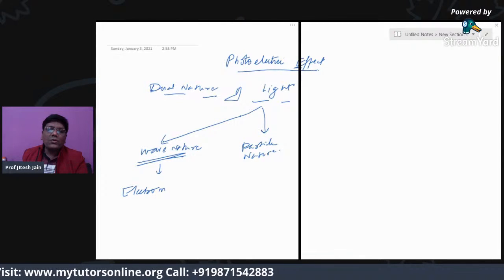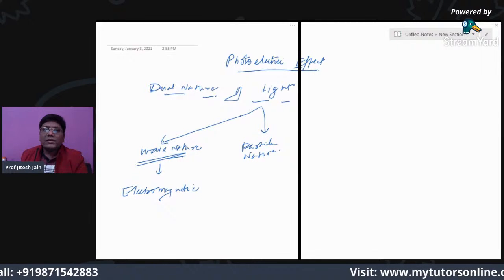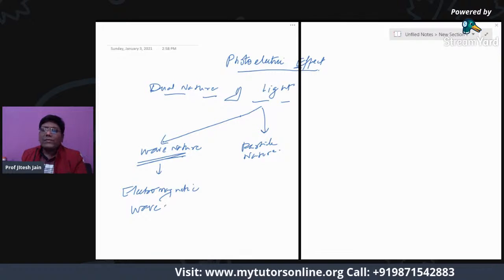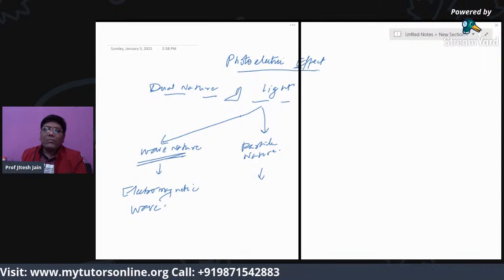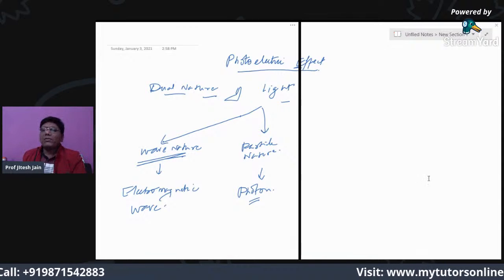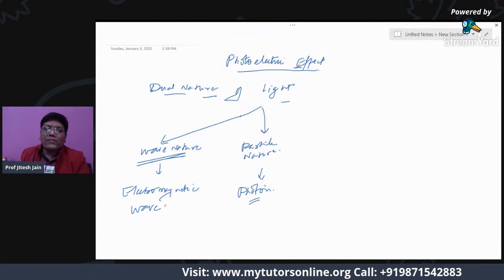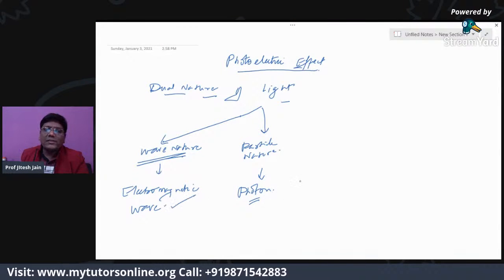This you already know: light travels in the form of the electromagnetic wave. And when you say particle nature, that means it travels in the form of a small particle known as the photon. So these two are the very important fundamentals: one is the electromagnetic wave, and the other is the photon.